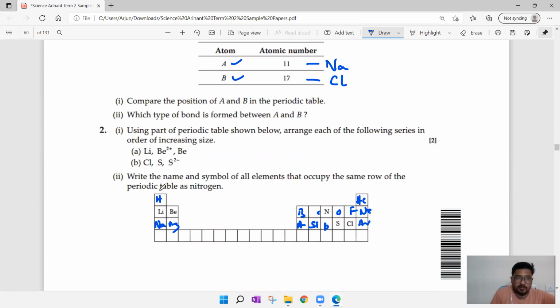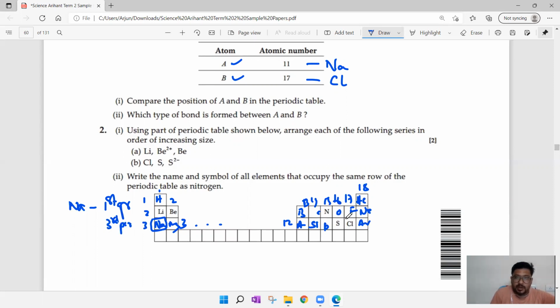Now if you observe numbers, this is the first group, second group, 3, 4, 5, 6, 7, 8. So like that it will go on to 18th, 17th, 16th, 15th, 14th, 13th. So here it is from 3 to 12. Now they are asking about sodium. If you observe, this sodium belongs to first group and period number 1, 2, 3. First group and third period.